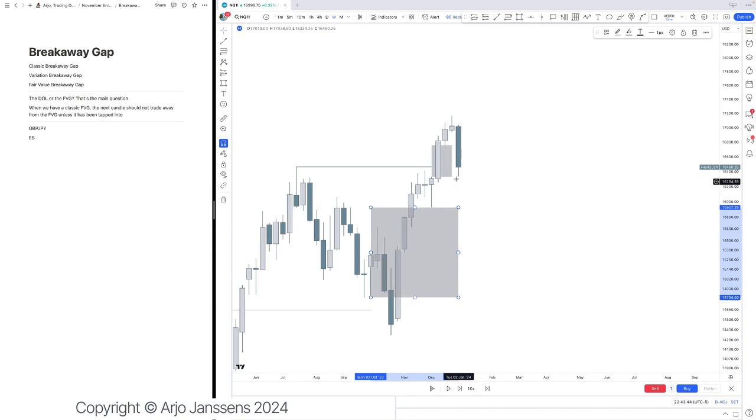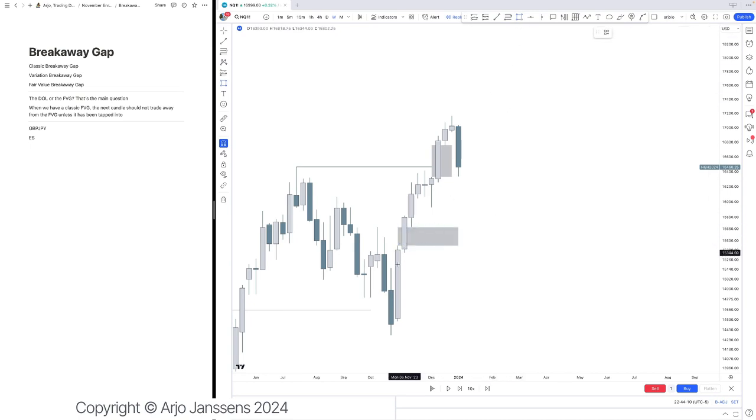So the weekly not being in context of the monthly right there is not important because there's no monthly context to begin with because there's no fair value gap. But there is a breakaway gap, which is not a fair value gap, because if it was a fair value gap, we would want to trade off of it. If it's a breakaway gap, we do not necessarily want to trade off of it. Hopefully that makes sense.